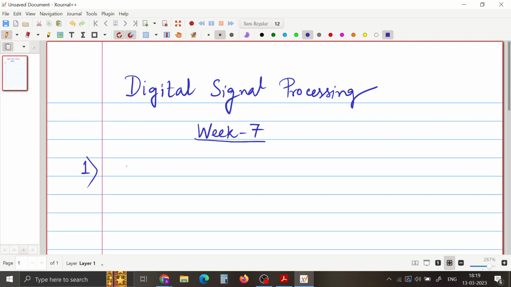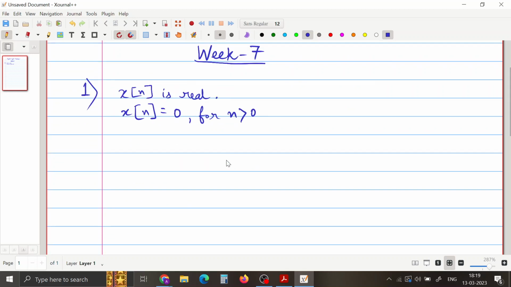So the conditions that we are being given, the first one is x of n is real. Okay, and we also have x of n is 0 for n greater than 0. Okay, and x of 0 is some positive quantity.